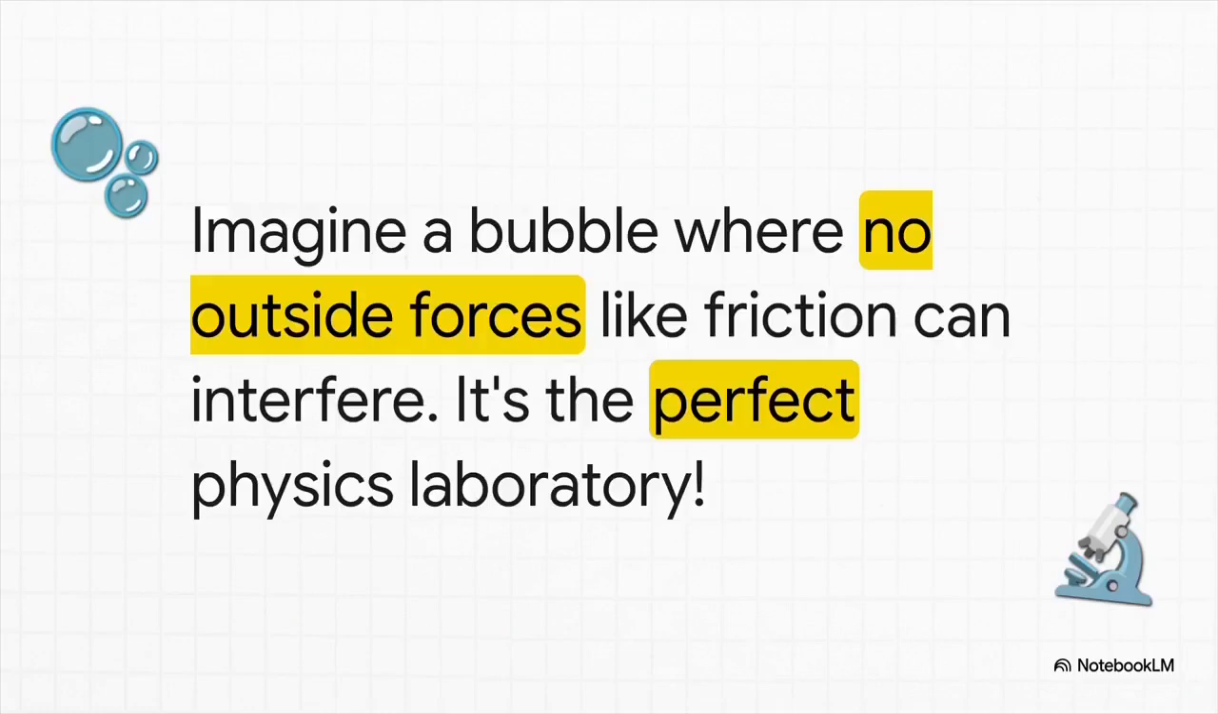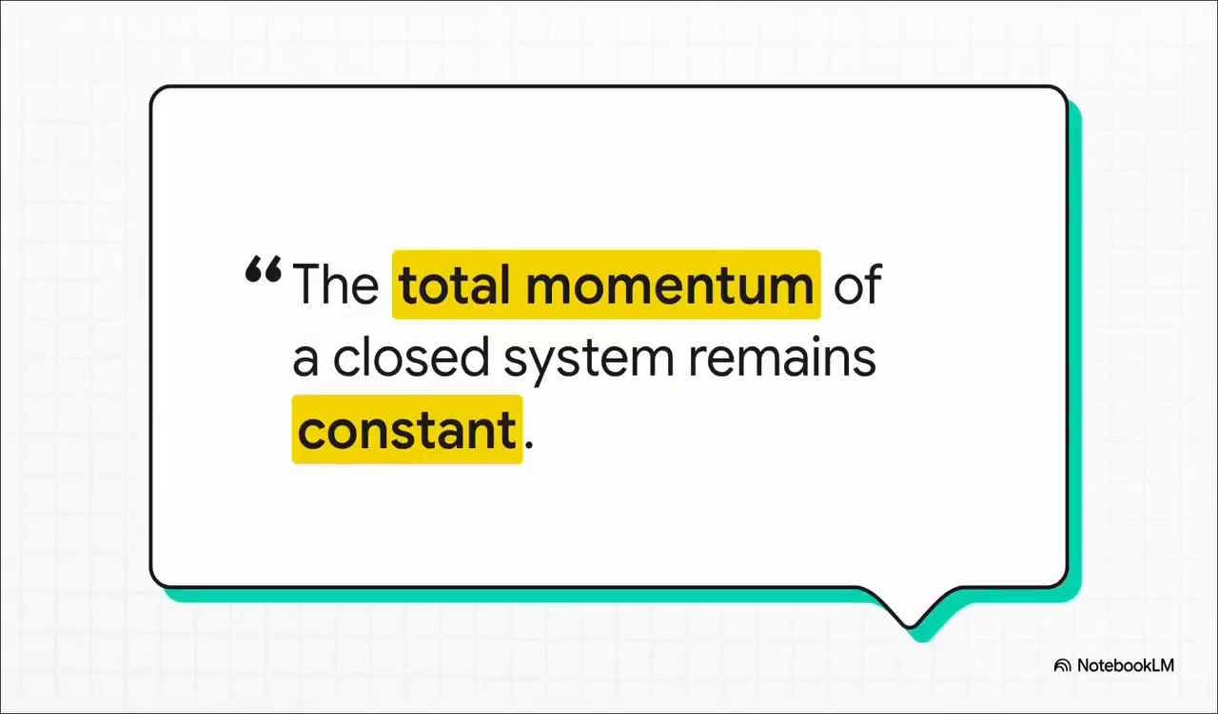Now there is one little condition. For this law to really work its magic, we have to talk about something called a closed system. Just think of it like a self-contained bubble. Nothing from the outside, no friction, no air resistance, nothing can get in to mess with what's happening on the inside. It's like the perfect, clean laboratory for physics.